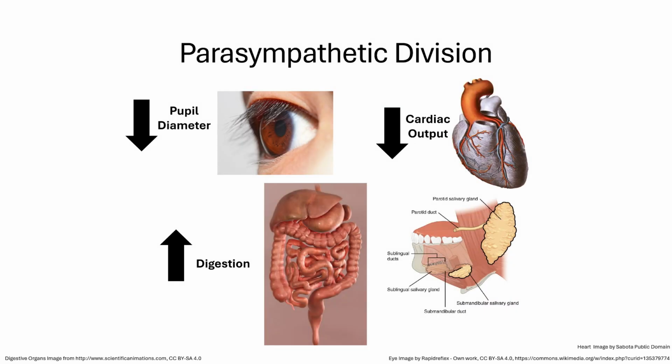For example, acetylcholine has an inhibitory effect in the heart, slowing down the heart rate, but it has an excitatory effect in the digestive organs, increasing activity of the smooth muscle and exocrine glands.